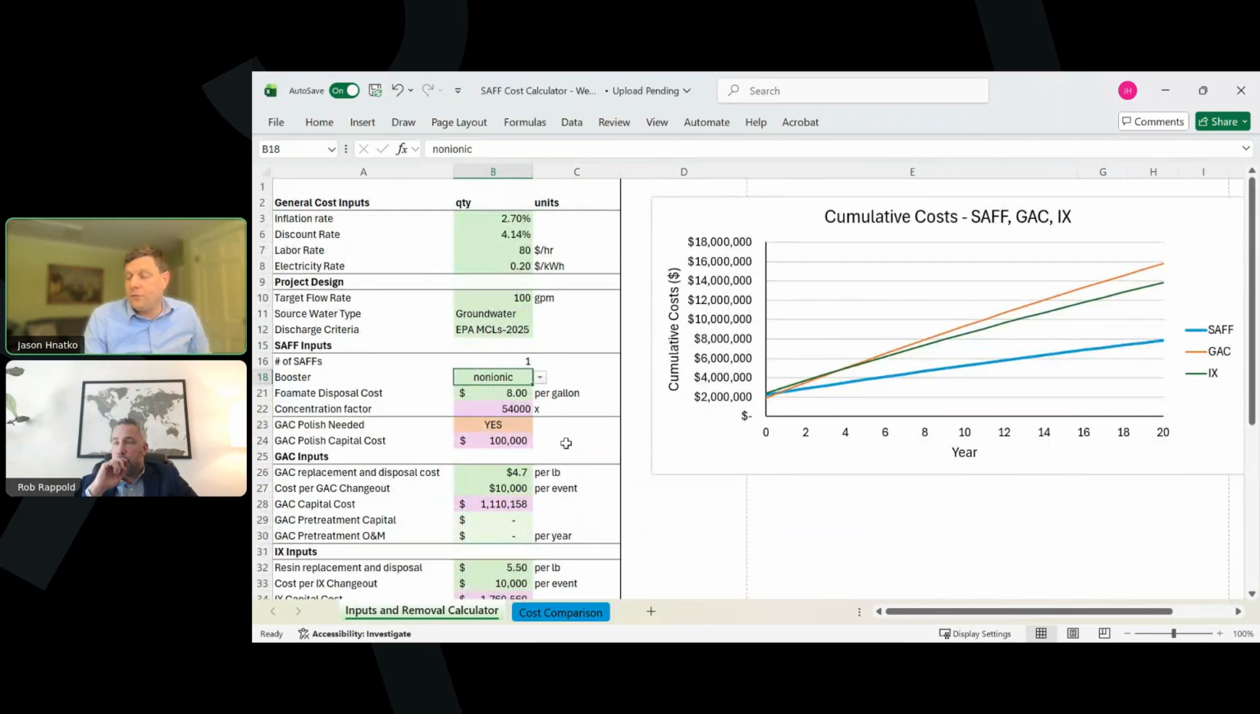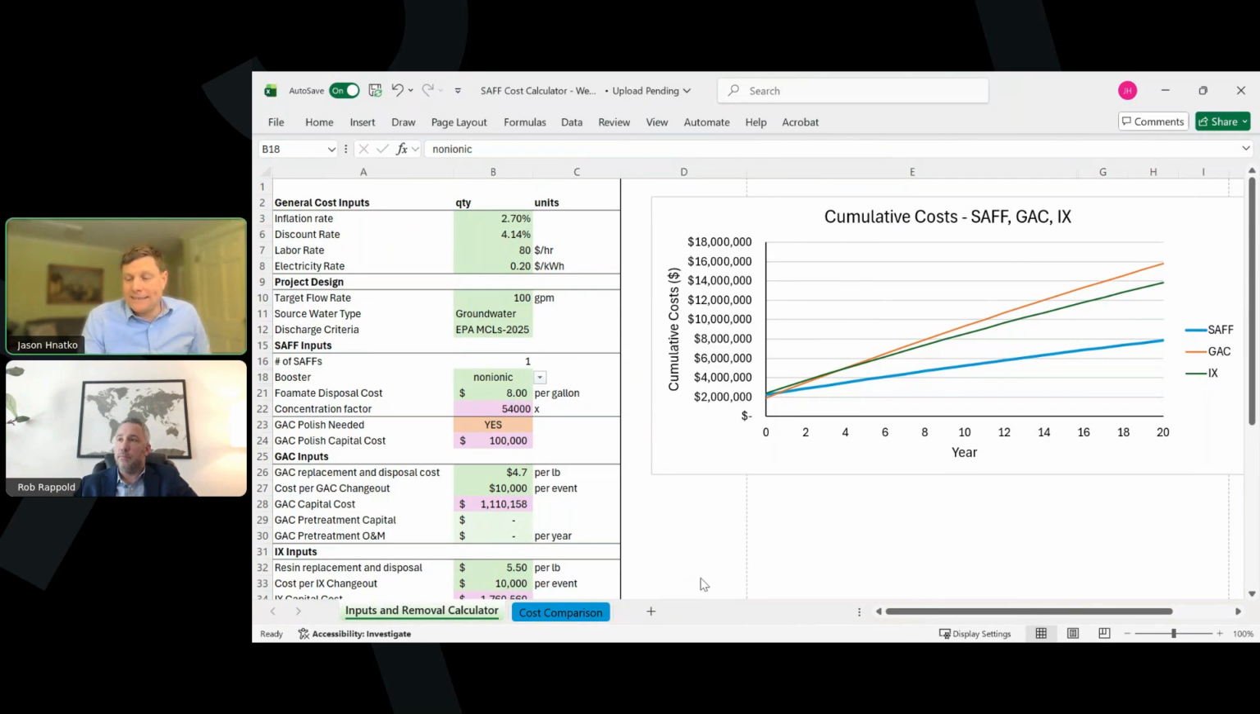But the reason for that flatter line is that we've reduced the amount of carbon that you would use in your polish by removing more PFAS from foam fractionation. So in this case, we dropped it from about 35,000 pounds of carbon down to about 20,000 pounds of carbon. So that will decrease that payback of SAFF versus GAC to just under 2 years.